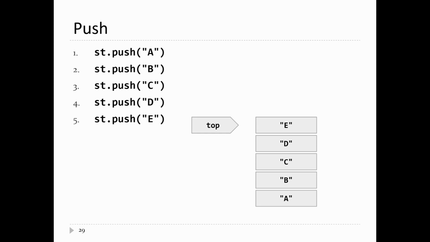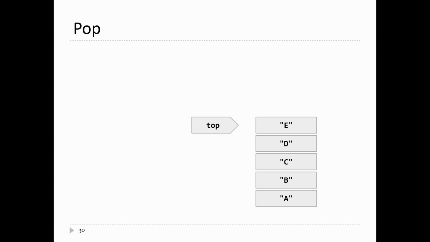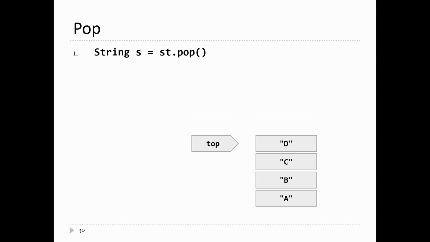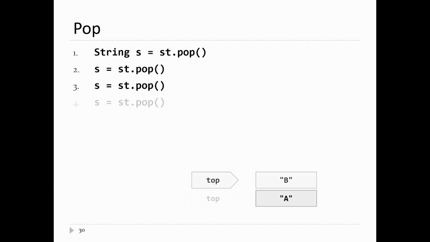Popping an element from a stack removes the element at the top of the stack and returns the element back to the caller. So if I pop the element, the caller gets back the E, and then the element is removed from the top of the stack. Pop it again, they get back the D, and the C, and then the B, and the A.